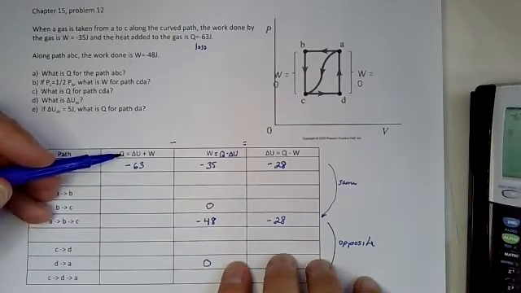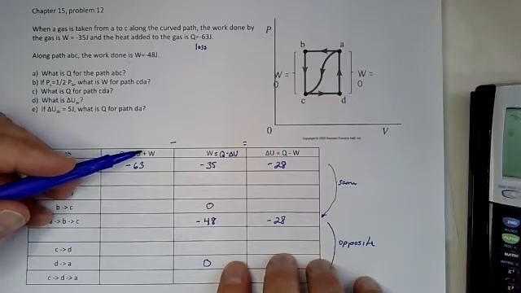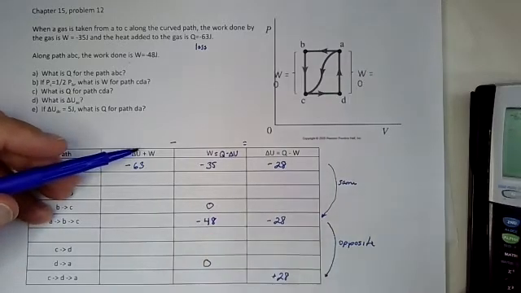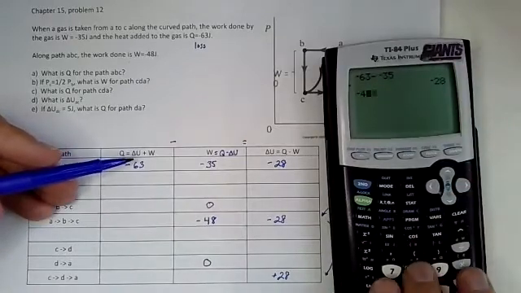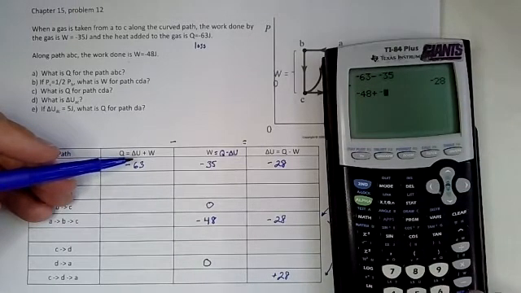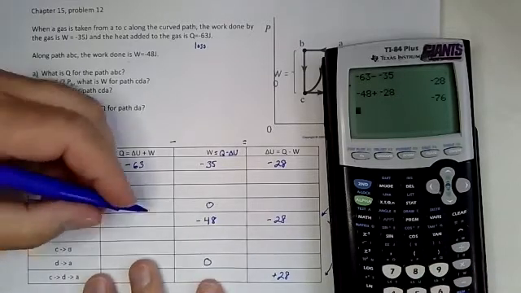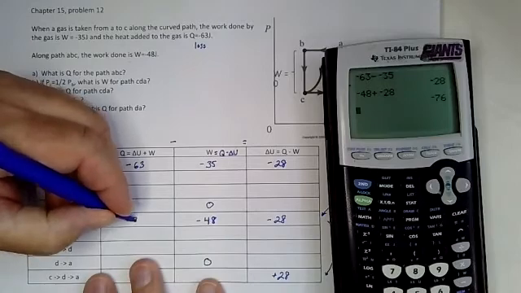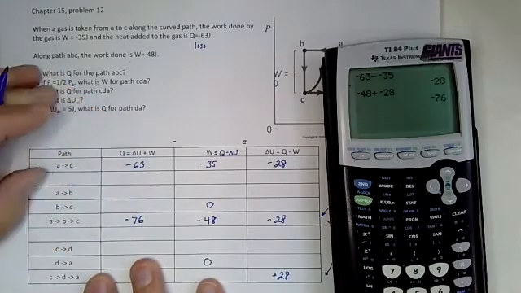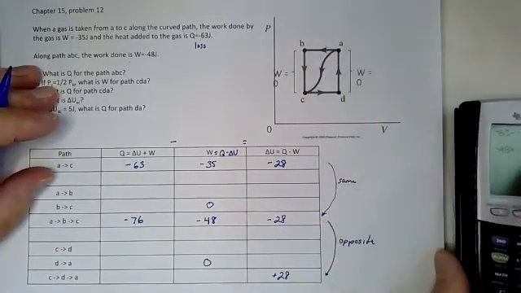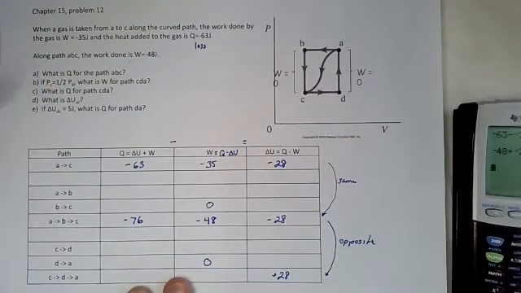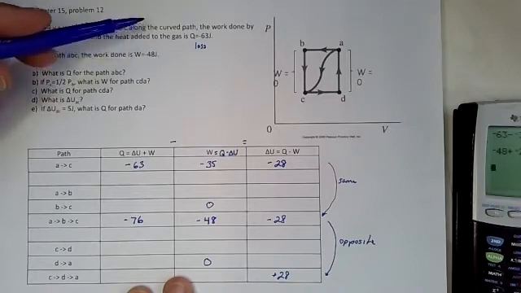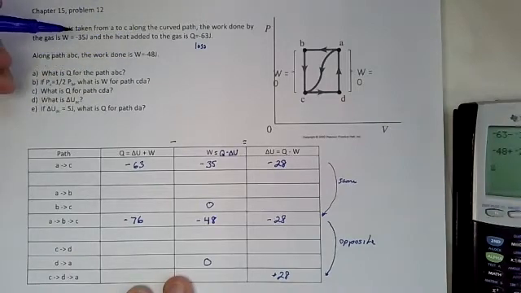Q, if we solve the first law for heat, then that's delta U plus W. So we're going to add these two together, again being very careful with signs. So negative 48 plus negative 28. Okay, that's negative 76. All right, good. Let's see if we can decode any more clues.